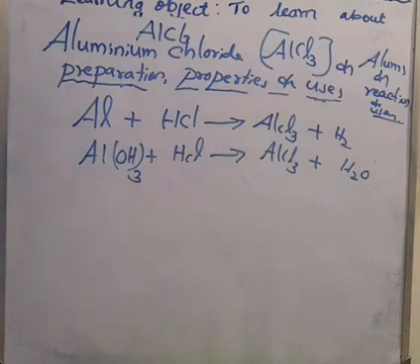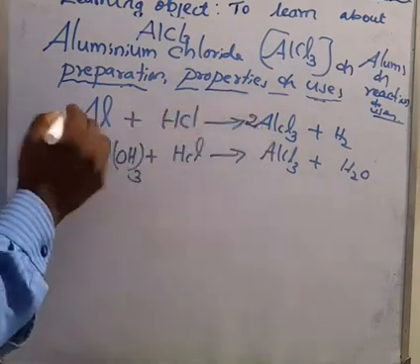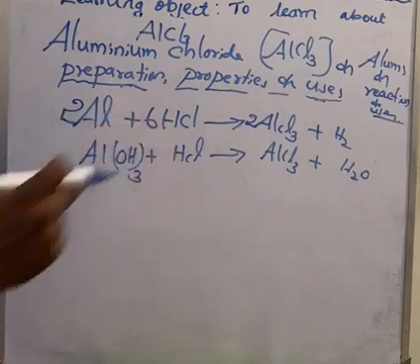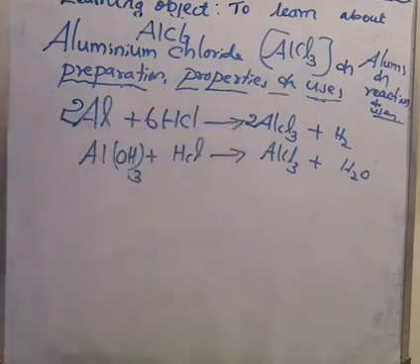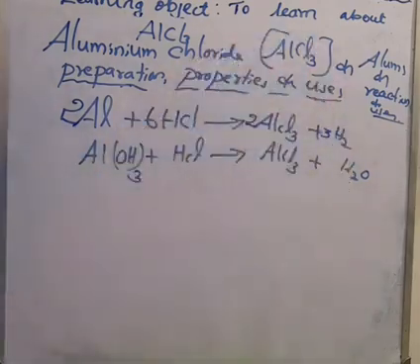How can you balance the equation? First on the product side, make it 2 AlCl3. 2 into 3 is equal to 6. Am I right? So on the reactant side, make it 6 hydrochloric acid. How much aluminium is there? 2 aluminium. Now count the hydrogen. How much hydrogen is there? 6 hydrogen. Make it 3 H2 here. Now the equation is balanced.